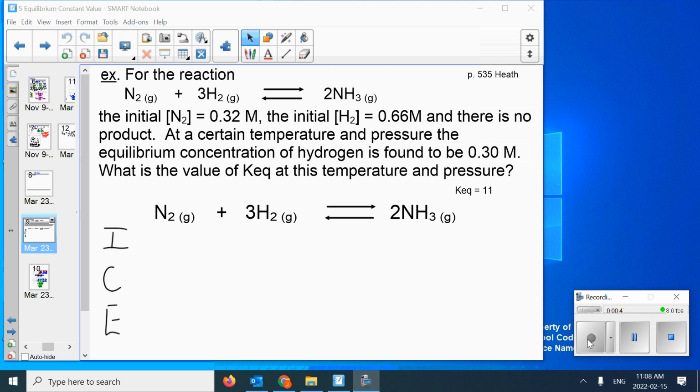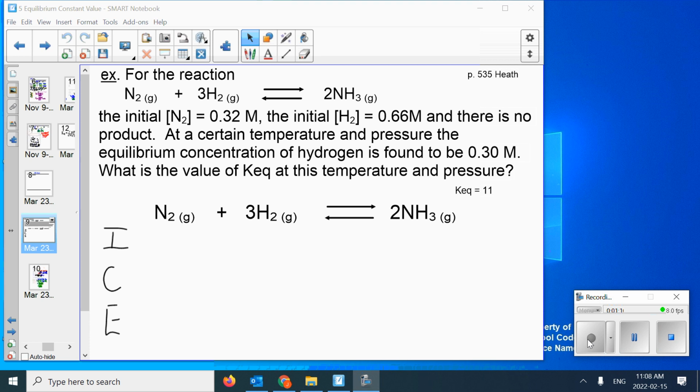Okay, now for more with the chemistry. We're going to go through an ICE chart example here. I have this on the screen if you're watching live, but if you're watching the recording, pause the video and jot this down. Okay, you've unpaused the video. Now, let's take a look at this together.